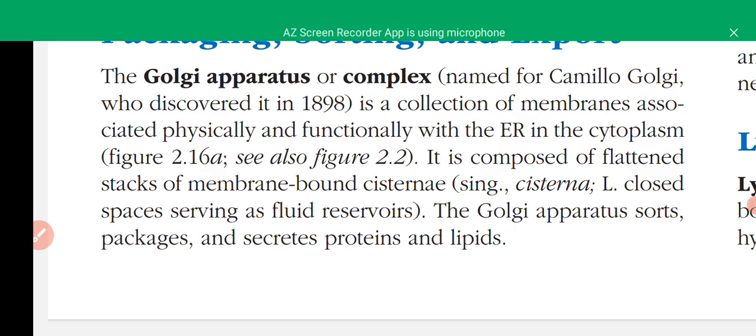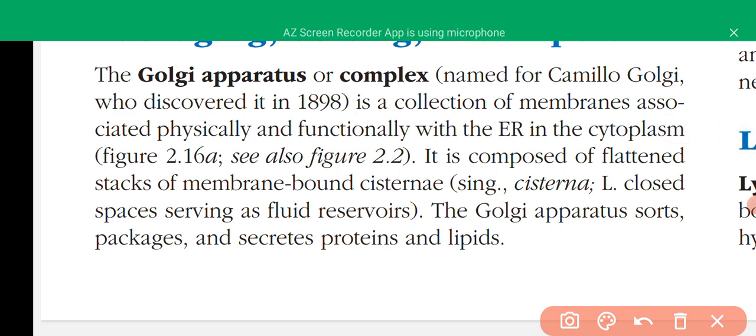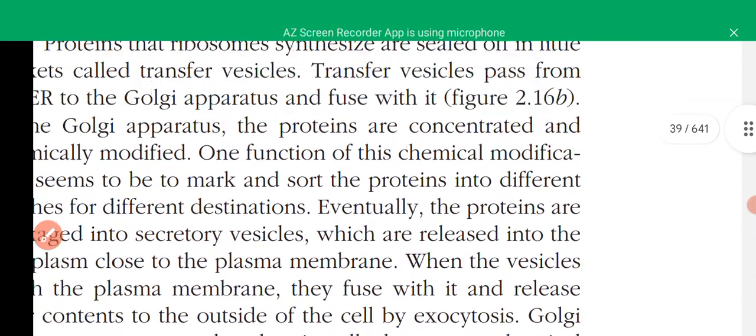It is the main part of tissues that are involved in secretions. It is composed of flattened stacks of membrane-bound cisternae. So they are composed of stacks of membrane, and each flattened sac is called a cisterna. They come from the endoplasmic reticulum and go toward the cell membrane or any destination where they deliver the materials. The Golgi apparatus sorts, packages and secretes proteins and lipids.